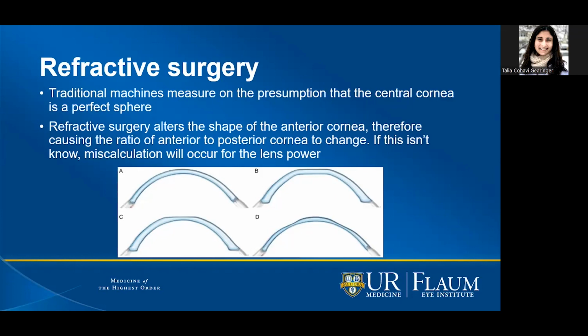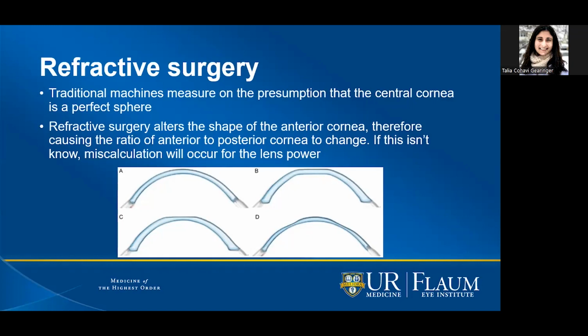So you can see the posterior cornea is unchanged. The anterior cornea is flattened. So you can see the change in the ratio from the periphery to the central cornea there. And D is our hyperopic LASIK. With hyperopic LASIK, we actually have to try to steepen instead of flatten the cornea. So you can see the central cornea is mainly untouched, so that ratio doesn't really change, but peripherally the cornea is flatter, which gives it a steepening pattern.